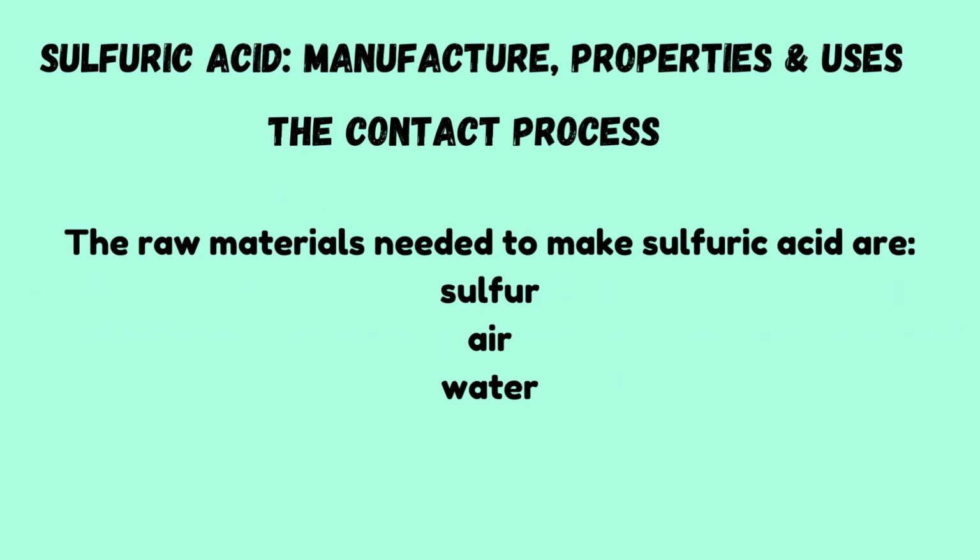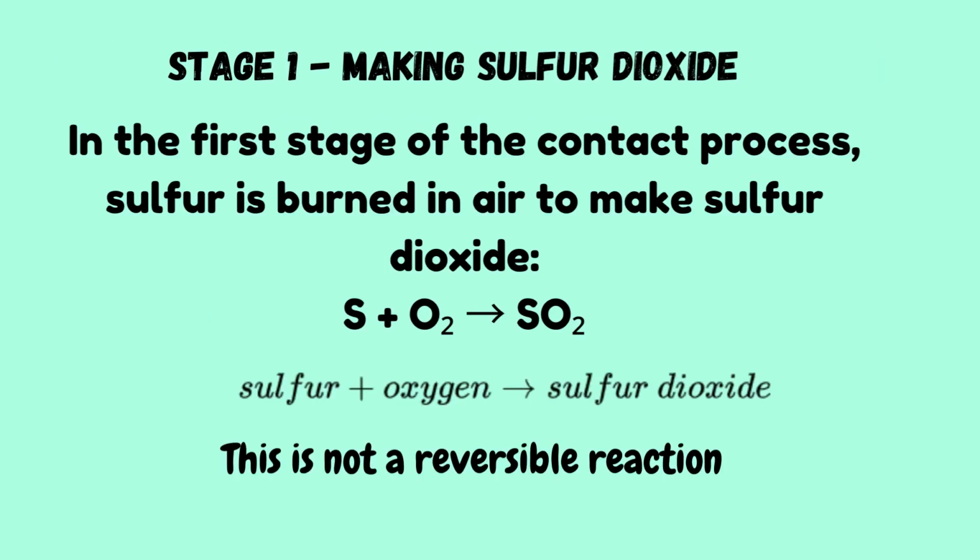Here comes the manufacturing process of sulfuric acid, which is the contact process. The raw materials required for this process are sulfur, air, and water. Stage 1, making sulfur dioxide. Sulfur is burnt in air to make sulfur dioxide. This is not a reversible reaction.